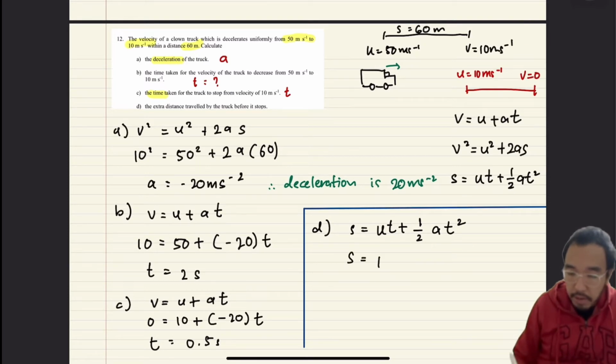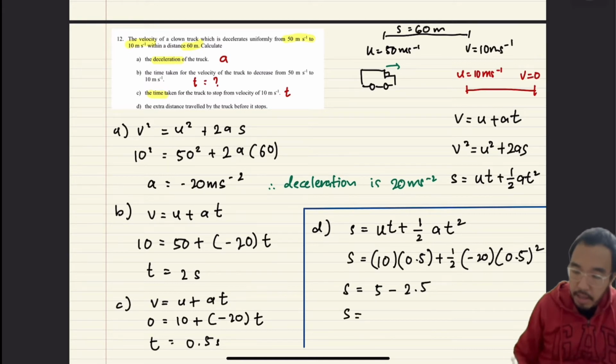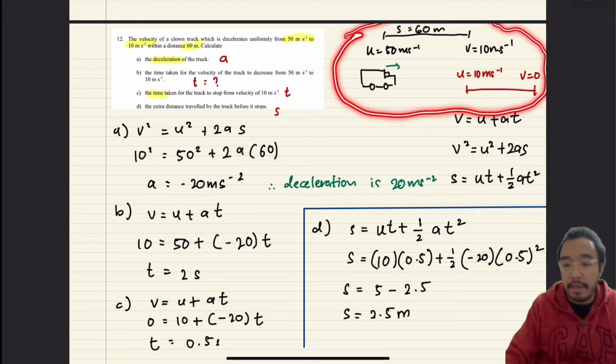So S equals the initial velocity, 10, times 0.5, plus half times negative 20 times 0.5 squared. I'll do it one by one. 10 multiplied by 0.5 is 5. The final answer would be 2.5 meters. So it's quite simple, nothing complicated. It's just that you really need to draw it out, then only you can see the actual situation.